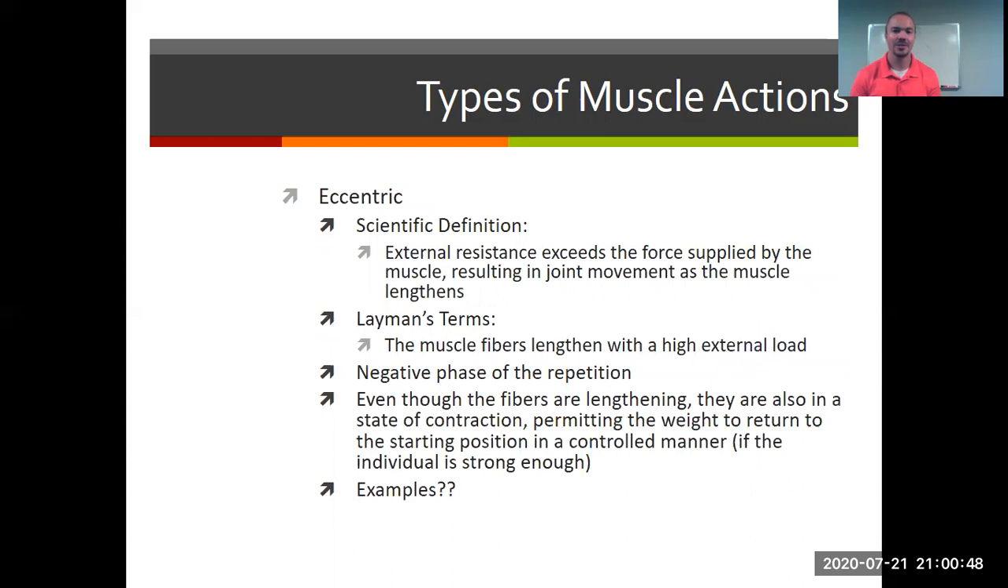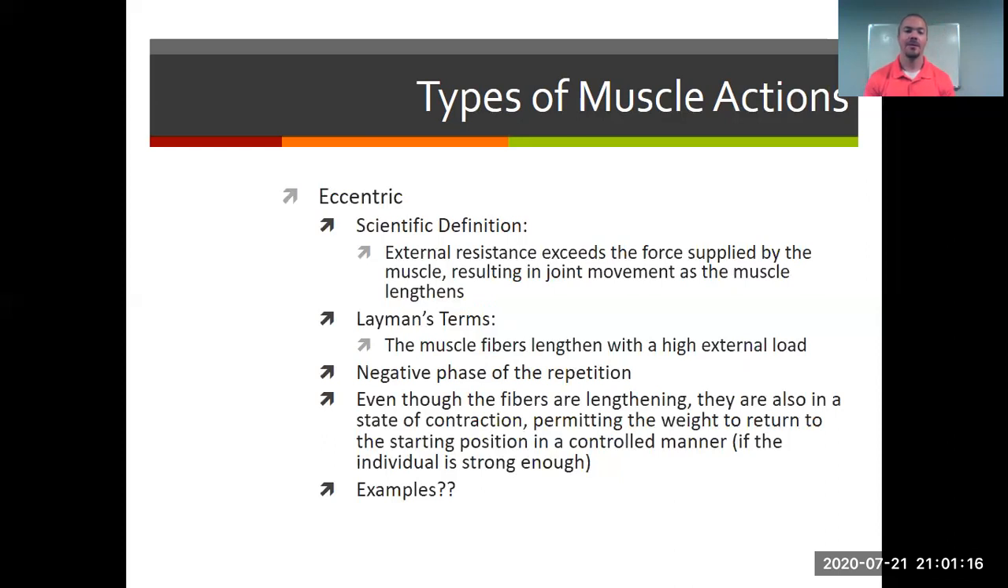How about our eccentric contraction? Our scientific definition would be that the external resistance exceeds the force supplied by the muscle, resulting in joint movement as the muscle lengthens. Let's go back to our bicep curl. If we've got the weight at the top now, and it's 10 pounds, as soon as the weight exceeds the force being produced by the bicep, it's going to go back down.